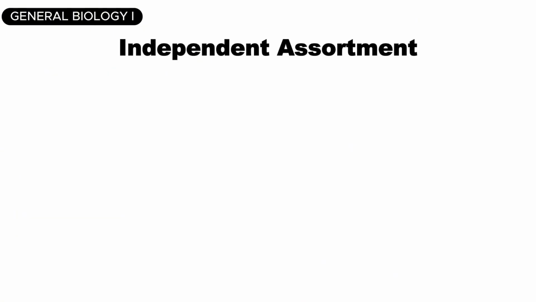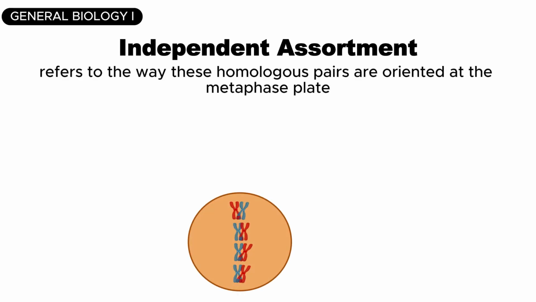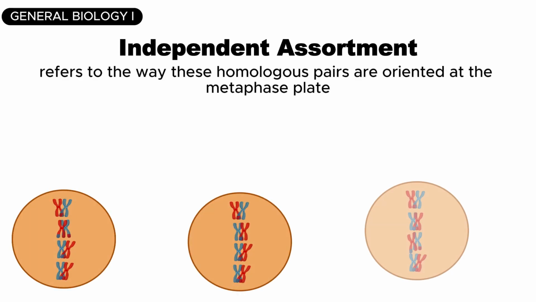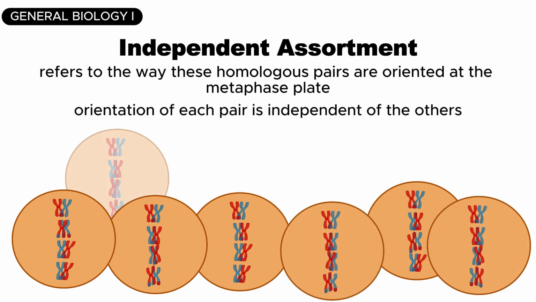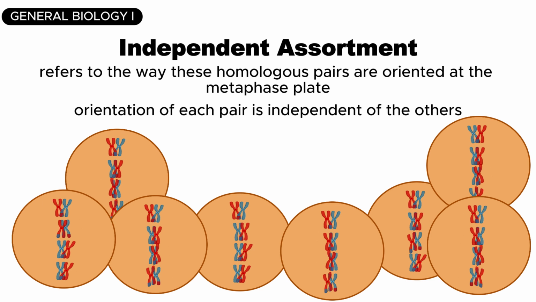Independent assortment refers to the way these homologous pairs are oriented at the metaphase plate. The orientation of each pair is independent of the others, meaning that the maternal and paternal chromosomes are randomly distributed into the daughter cells. This randomness plays a crucial role in generating genetic diversity, as the combination of chromosomes that end up in each gamete is different every time meiosis occurs.